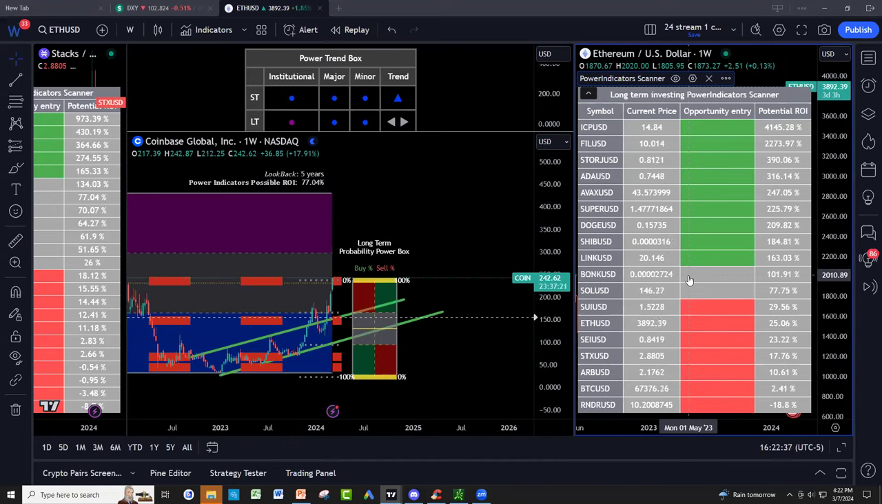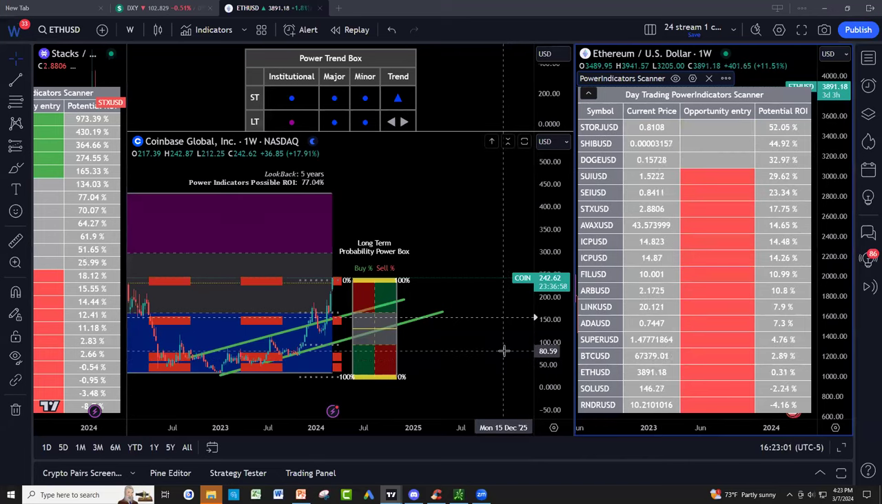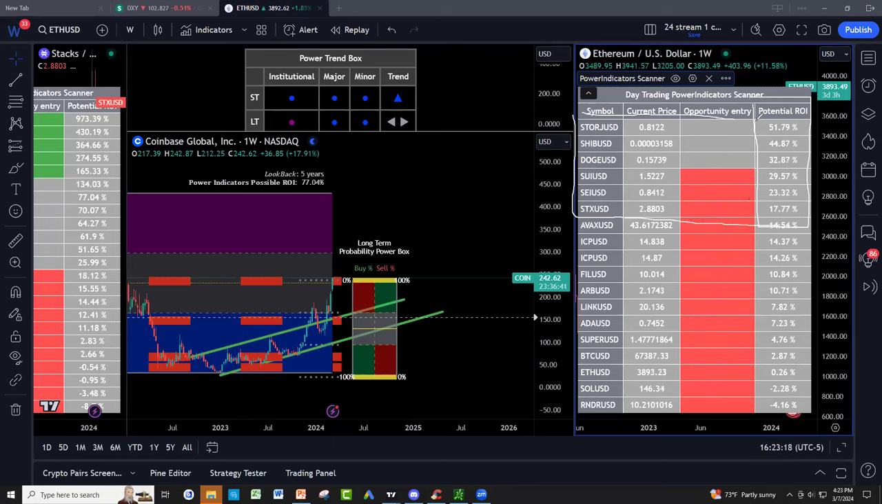you readjust the sensitivity of the scanner on the crypto opportunity, and you can see ICP, Falcon, Storch, Cardano, AVAX. But let's say I just want to day trade, and I don't day trade cryptos, but I'm showing you an example. I put day trading and it's going to readjust the best opportunity for day trading. And notice it will also decrease the potential return on investment because of course we are looking at the most recent data. And so that helps you to be a little tighter on your data for your crypto opportunity. So you can see there's Shiba, there's Doge, but those already have exploded.